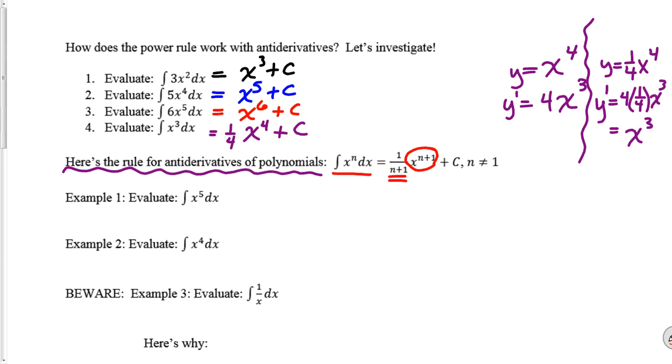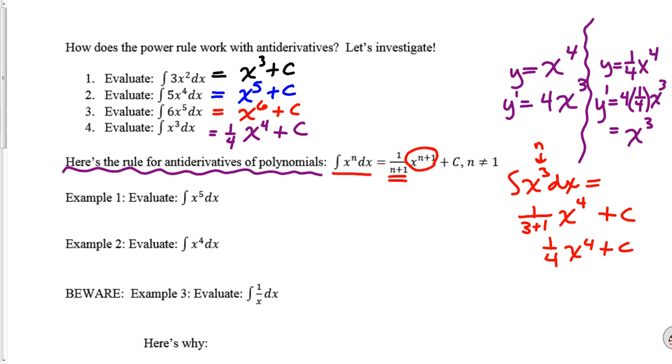And then I have this 1 over 1 plus my exponent. Coming back to the problem that we just did, where we had the integral of x cubed dx, let's see what we do. According to this, 3 is my n. So the answer should be 1 over 3 plus 1 times x to the 3 plus 1. And if I work that out, that is 1/4 x to the 4th plus c. So it does actually work.